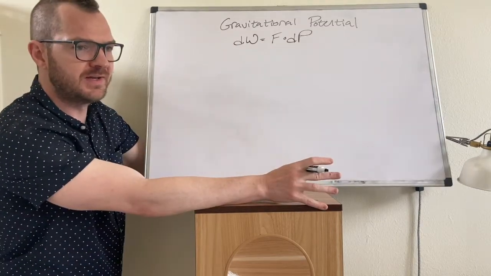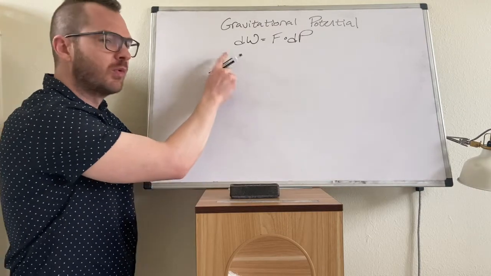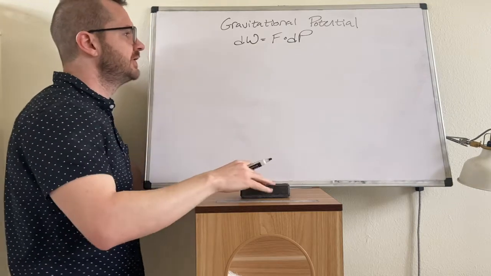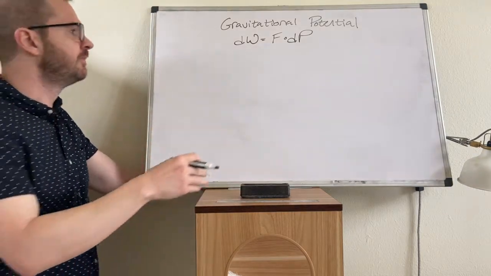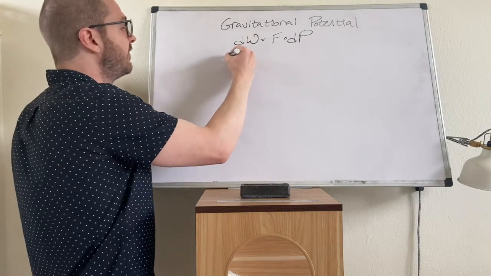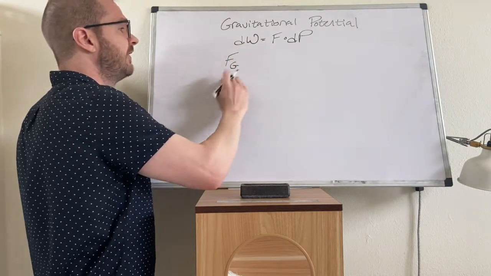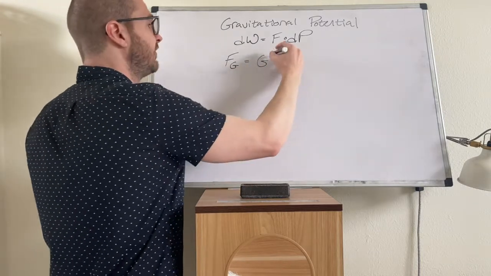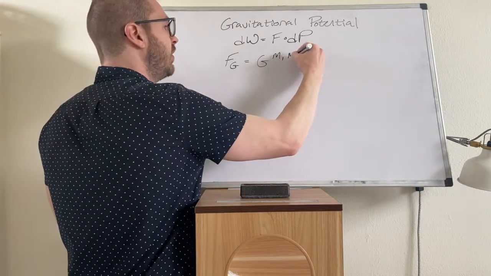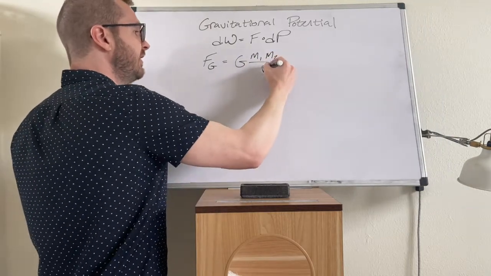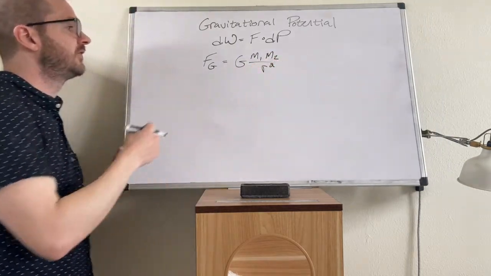To find this potential energy expression, we're going to start with work. The force that we need to include in this work expression is the force due to gravity. So we're going to use Newton's definition of gravitational force. I will call that F sub g, and it is capital G, where G is a gravitational constant, multiplied by m1, m2, these are the masses of the two objects, divided by the distance between them squared. Let's call it r.